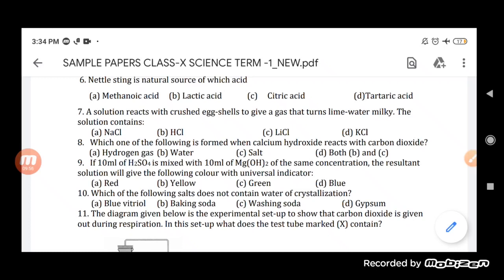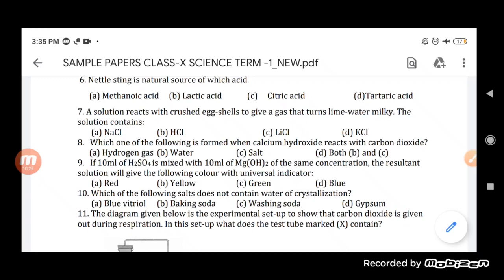Now let us see the next question: which of the following salts does not contain water of crystallization? The options are: first, blue vitriol; second, baking soda; third, washing soda; and fourth, gypsum. Out of the given, water of crystallization is present in the blue vitriol.